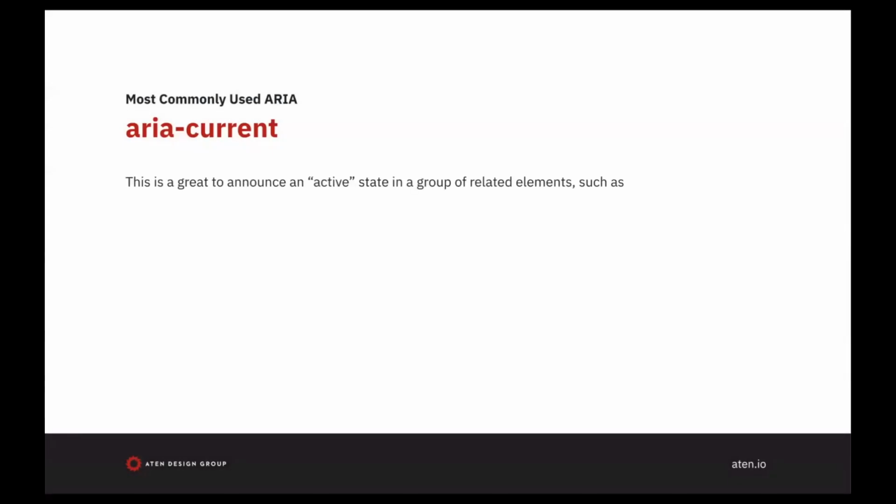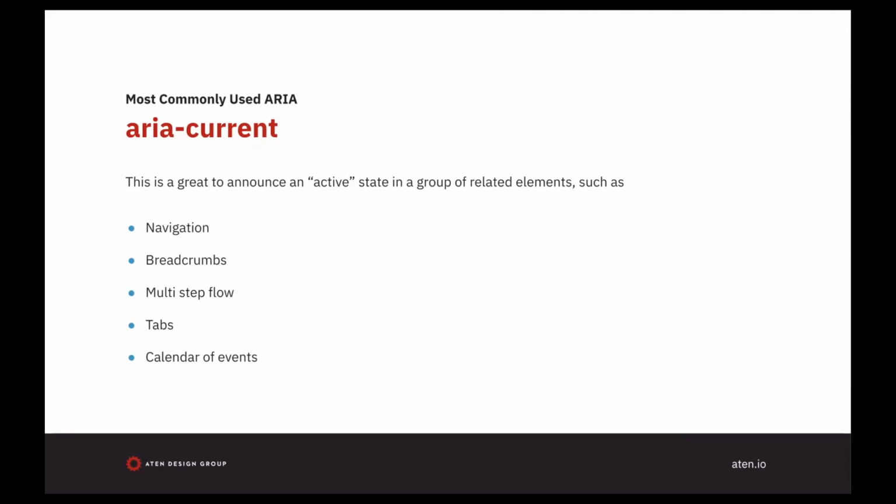ARIA current. This is one that I say, if you're going to use anything at all, if you're going to walk away with one ARIA bit today, this is the one to work with. This is great to announce an active state in a group of related elements, such as a navigation. My Google, it's freezing a little bit. Navigation, breadcrumbs, a multi-step flow, or tabs. It could be even a calendar or events.